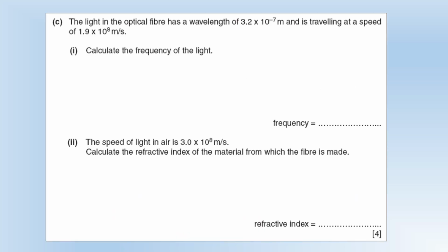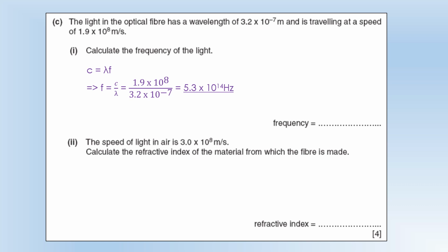The light in the optical fiber has a wavelength of 3.2 times 10 to the minus 7 and is travelling at a speed of 1.9 times 10 to the 8. Calculate the frequency of the light. So we're just using our wave equation, rearranged to make frequency the subject. That gives us a value.